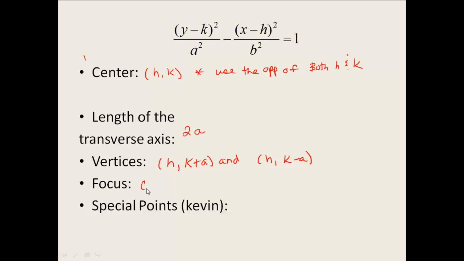Your foci. Remember, c squared is equal to a squared plus b squared on this one, and our actual focus points are h comma k plus c and h comma k minus c. And then to get those special points, we need to do h plus b comma k and h minus b comma k. So those are the formulas that we're going to be using when working with our hyperbolas.